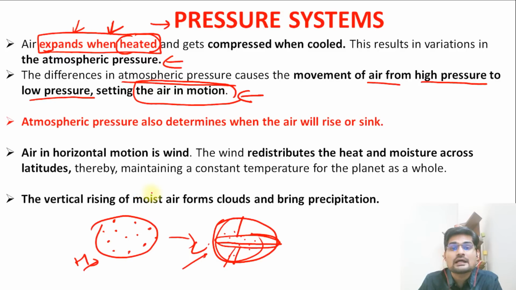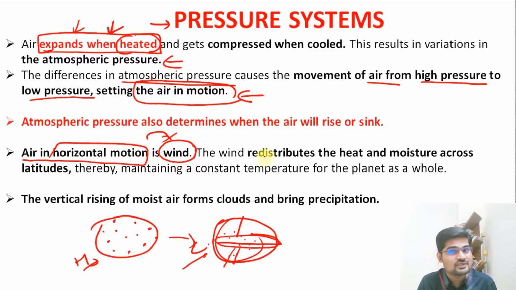So this is where we say wind is generated. The concept of wind comes from this idea that the pressure systems are created and then there is a dynamism involved, there is a movement involved. So air starts moving in a horizontal way, which is called wind, right? And what is the function of this movement? It redistributes the entire energy. That is why it is important.